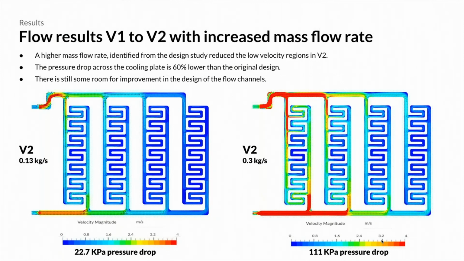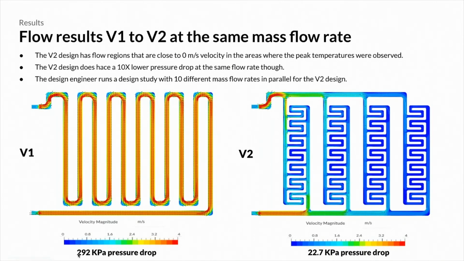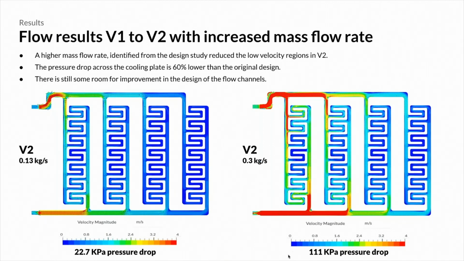So if we do that, we could have a look at a higher mass flow rate for version 2. And I've done this, and at around 0.3 kilograms per second, we get still a lower pressure drop than version 1. So version 1 had a pressure drop of almost 300 kilopascals. Version 2 would come out at about 100 kilopascals. So still 60% lower than the original design.